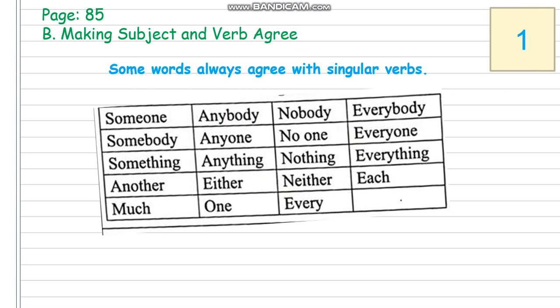Some words always agree with singular verbs, as the ones in this box, like someone, anybody, nobody, everybody, somebody, anyone, no one, everyone, something, anything, nothing, everything, another, either, neither, much, one, and every. So all these should be followed by a singular verb.